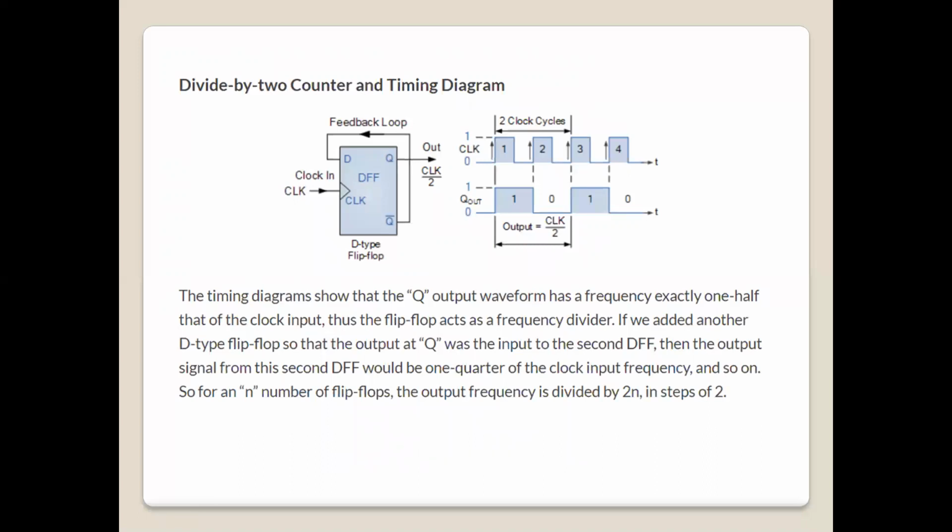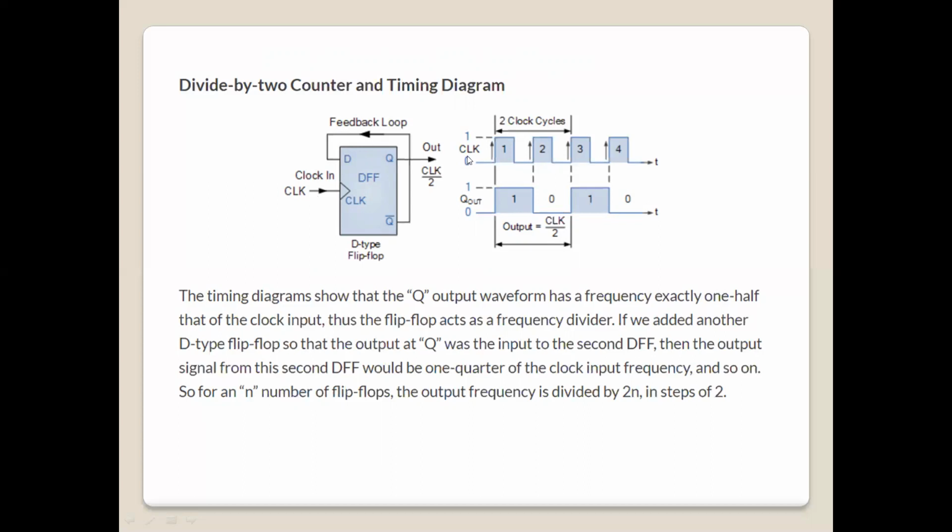Now we will discuss the divide by n counter. This is a divide by 2 counter. Here we are giving a clock signal, and the output of this flip-flop will be the clock divided by 2. If we are giving 2 kilohertz here, the output will be 1 kilohertz. From the timing diagram we can understand that here 4 clock pulses are there.